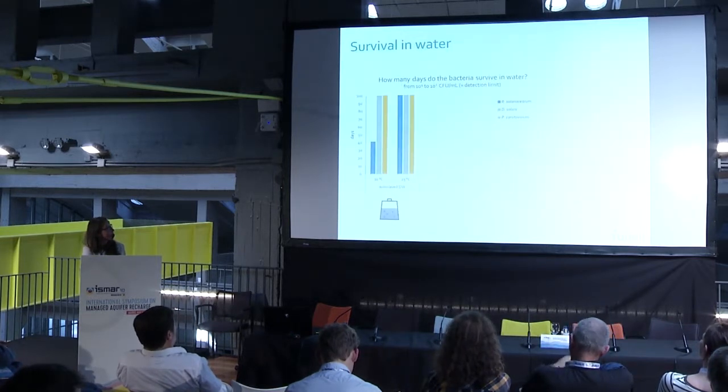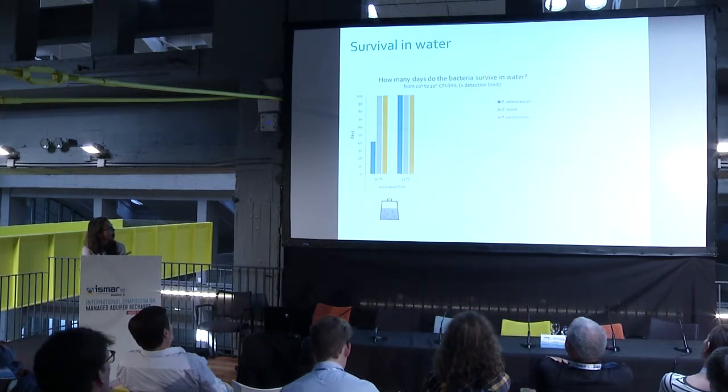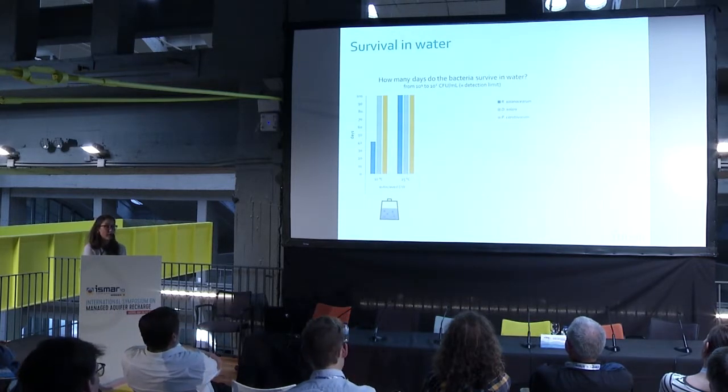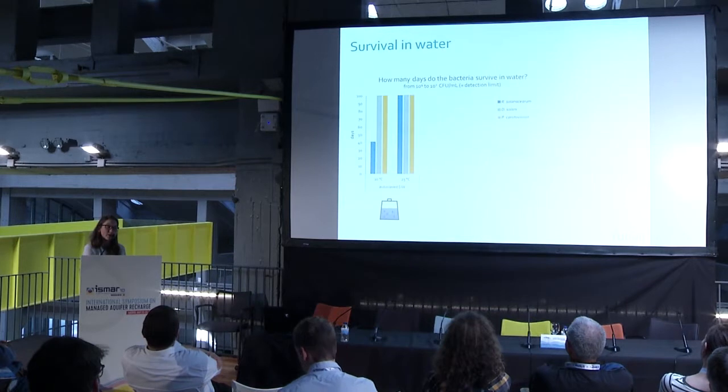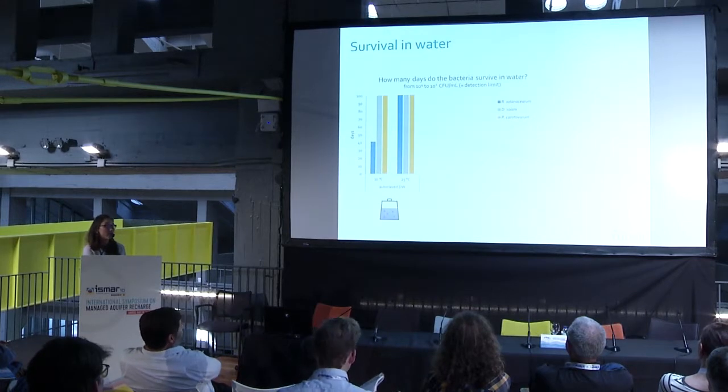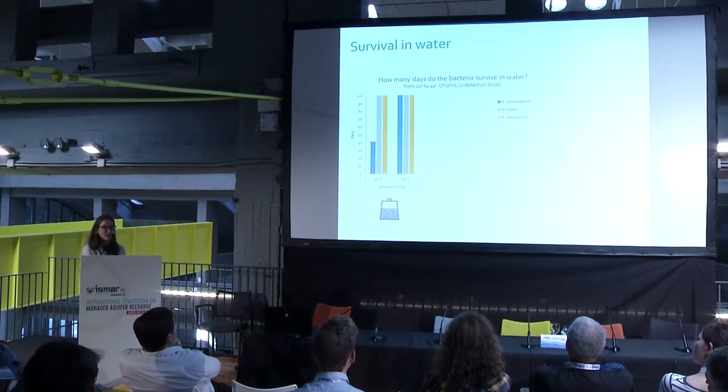And what happens? How long do these bacteria survive? You see here the decay from 10 to the 4 to 10 to the 1 colony-forming units per milliliter. This is still a high concentration because in the canals you find maybe 10 to the 4 colony-forming units per liter, so instead of milliliter. But the detection limit is 10 to the 1, so I had to increase it a little bit.